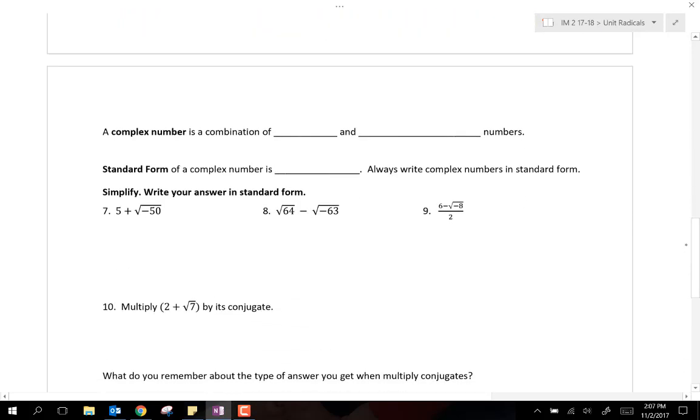A complex number is a combination of real and imaginary numbers. Standard form of a complex number is a plus bi. And so we write the first one, or the real number first, and then the i term second.